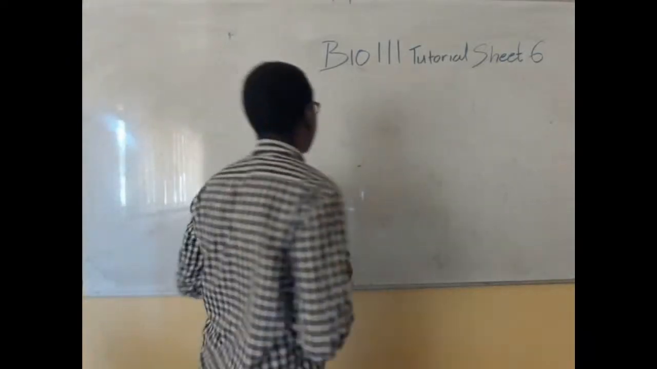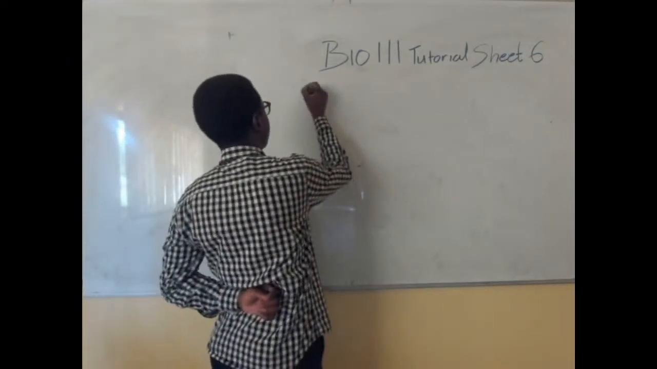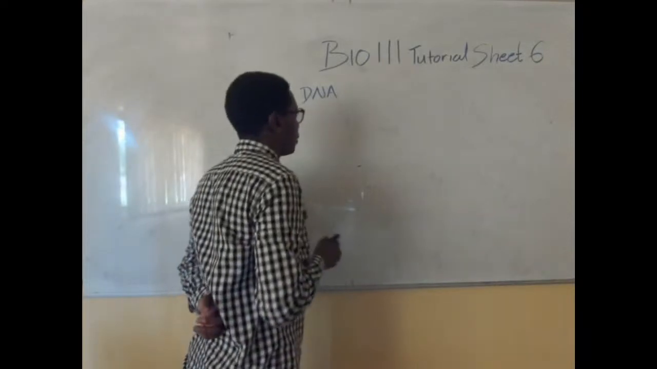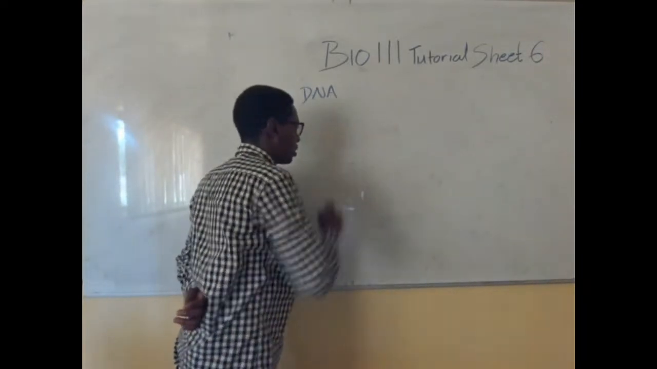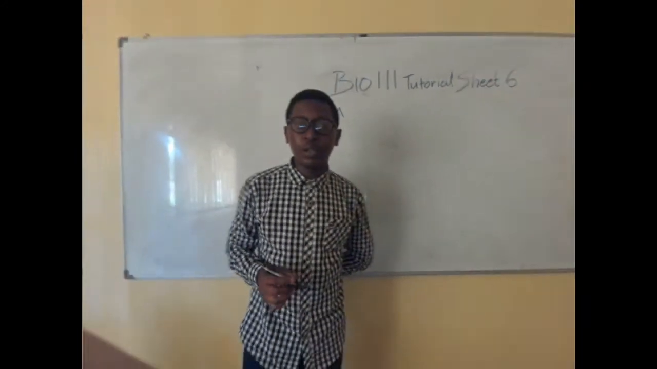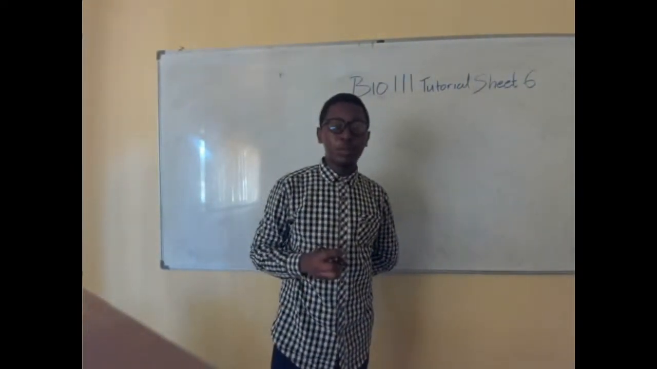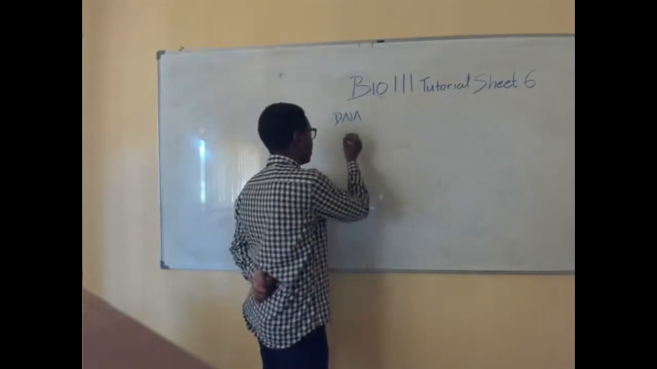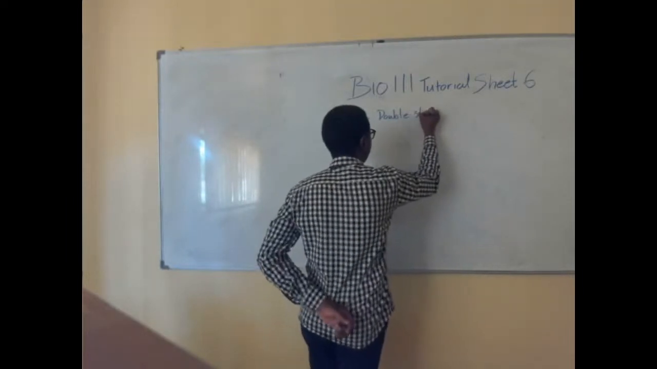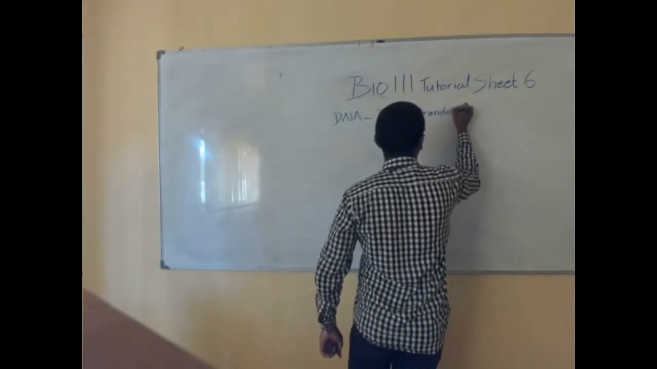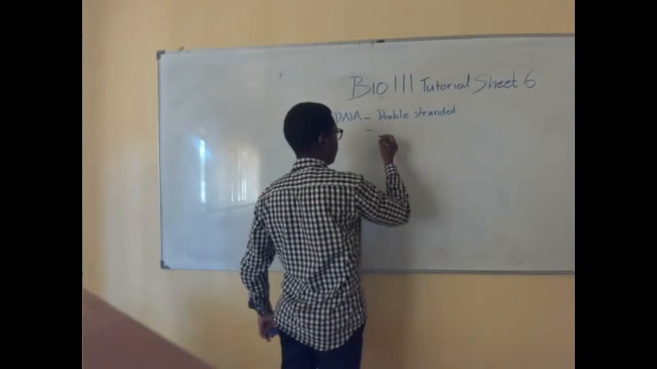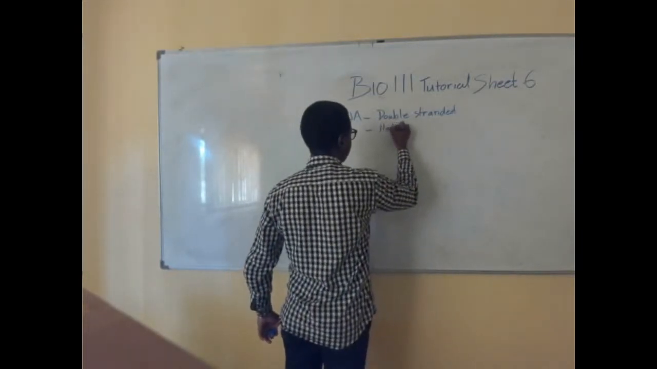So we know that the basic units of DNA are nucleotides. So a DNA molecule is made out of two strands of nucleotides. So it's referred to as a double-stranded molecule. So the DNA molecule is one double-stranded, then it forms a helix.